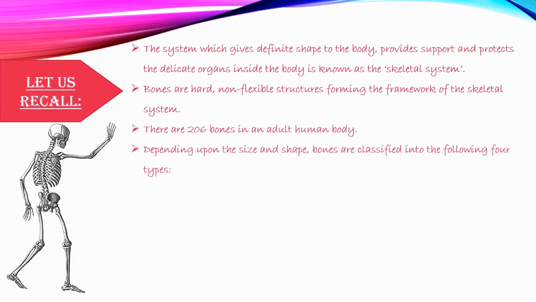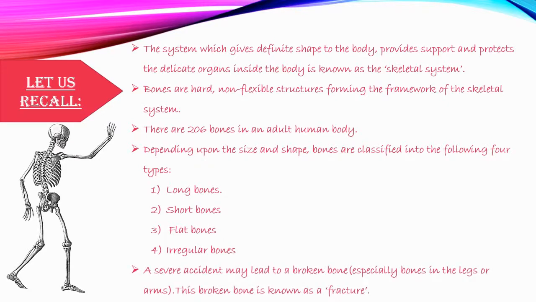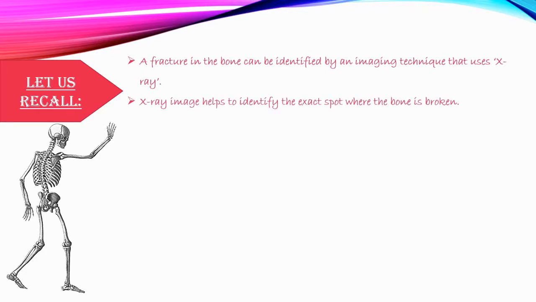Depending upon the size and shape, bones are classified into the following four types, that is long bones, short bones, flat bones, and irregular bones. A severe accident may lead to a broken bone, especially bones in the legs or arms, and this broken bone is known as a fracture. A fracture in the bone can be identified by an imaging technique that uses X-ray. The X-ray image helps to identify the exact spot where the bone is broken.